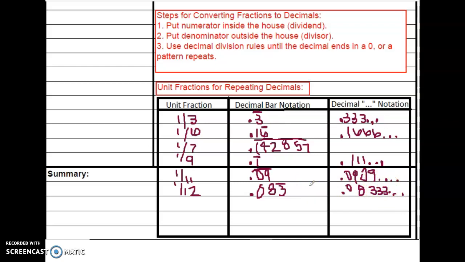The next video is going to go over your guided practice. So make sure you have all of your notes written down, and we're going to go through the guided practice next.